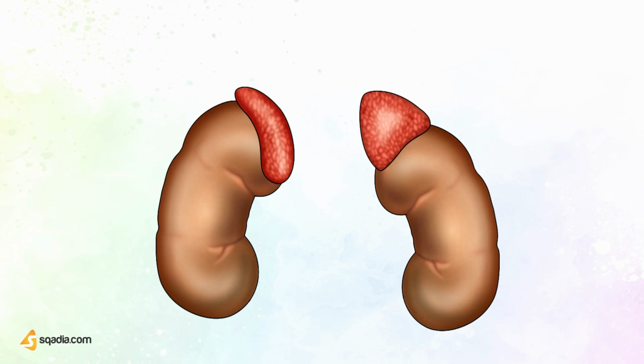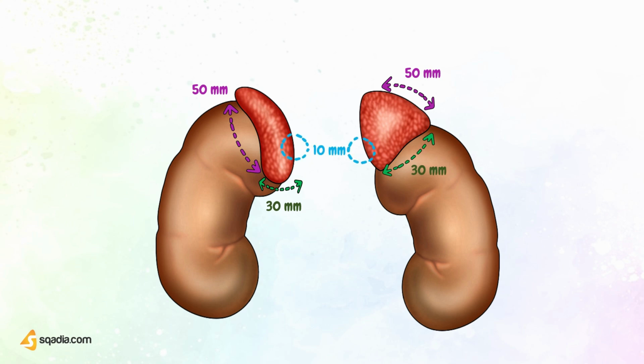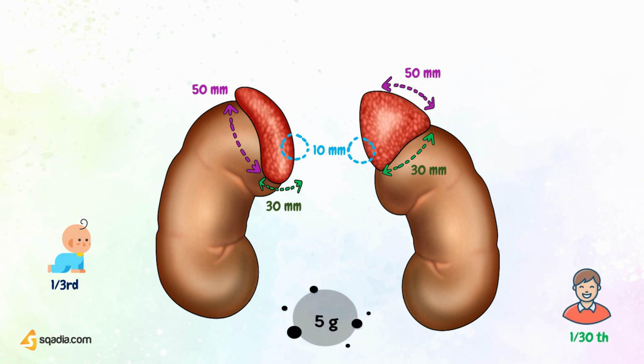Moving towards size, shape, and weight of suprarenal glands. Each gland measures 50 mm in height, 30 mm in breadth, and 10 mm in thickness. It is approximately 1/3 of the size of kidney at birth, and about 1/30th of it in adults. It weighs about 5 grams.